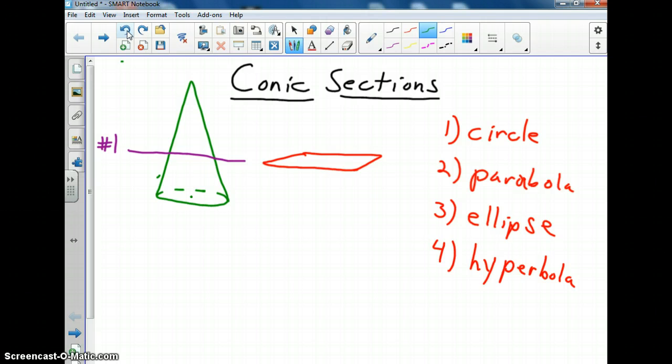Okay, let's do the second one. This is the base, and here comes the plane, and it's perpendicular now to the base. Make sense? Here I am going to draw it. What shape do you think that's going to make? A parabola is right. Very good. And the piece that you cut off falls to the ground. You take it and look at it like this. You're going to have a parabola. So that's number 2. Very good.